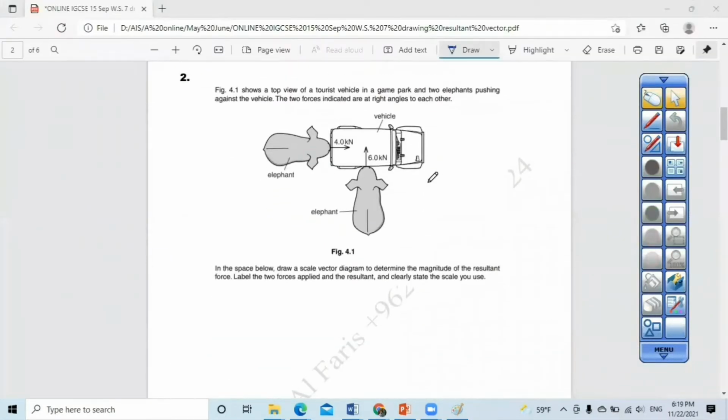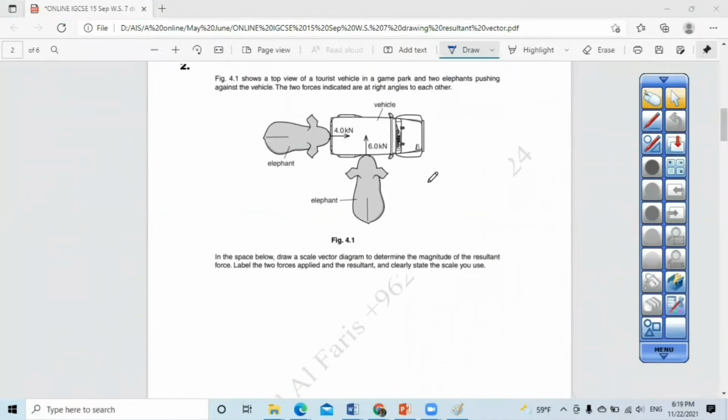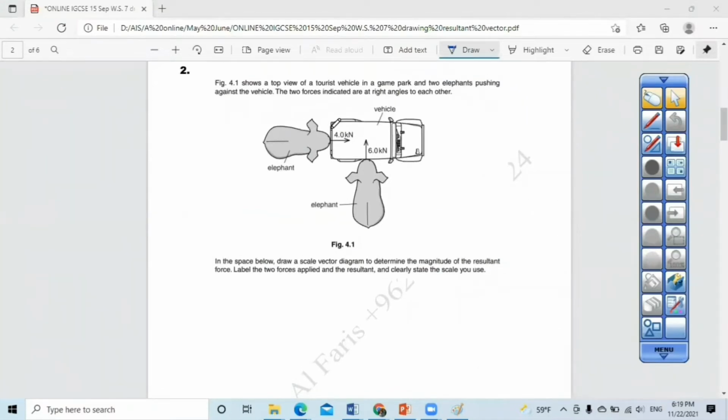Okay, question number 2. Of course it's a part of a question, along the question. I put only this part of it. Okay, what they say. The figure shows the top view of a tourism vehicle in a game park, and 2 elephants pushing against the vehicle. The 2 forces are at right angles, 90 degrees to each other. One acts to the right, and one acts upwards from this point of view.